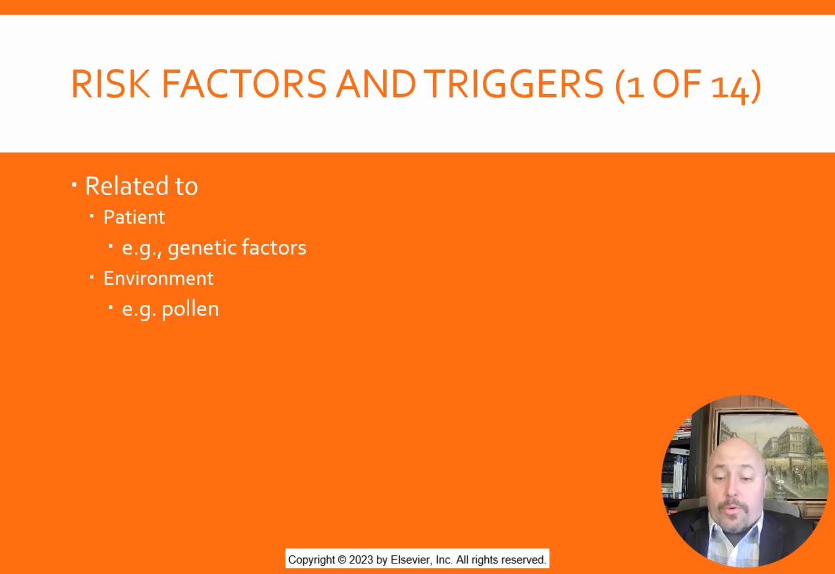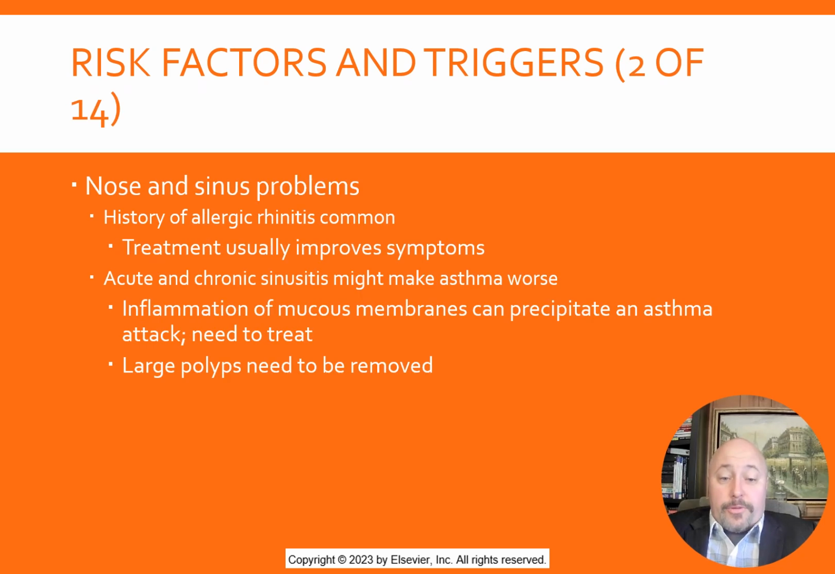It can also have a wide array of triggers, both genetic factors as well as environment, such as pollen and other triggers. Other triggers could be nose and sinus problems, such as a history of allergic rhinitis, and treatment usually improves these symptoms. There could also be acute and chronic sinusitis that might make the asthma worse. This would involve inflammation of the mucous membranes that can precipitate an asthma attack, and large polyps may need to be removed.